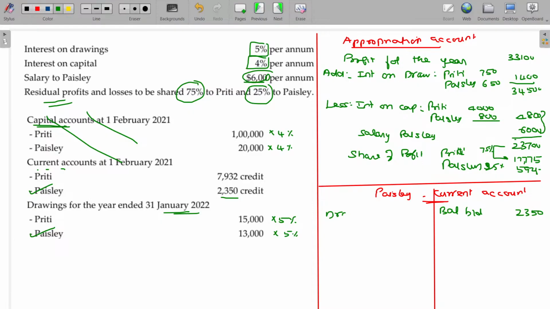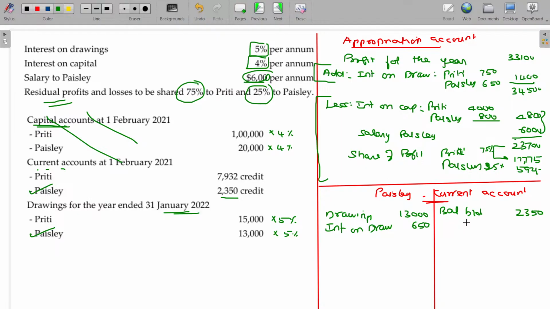Here drawings. This value being 13,000. Now the addable item should be in the debit side and subtracting item should be in the credit side. So interest on drawings is the addable item. My focus is only Paisley. So Paisley's interest on drawings, here interest on drawings should be on the other side. Debit side, right? Interest on drawings. For Paisley, it is 650.